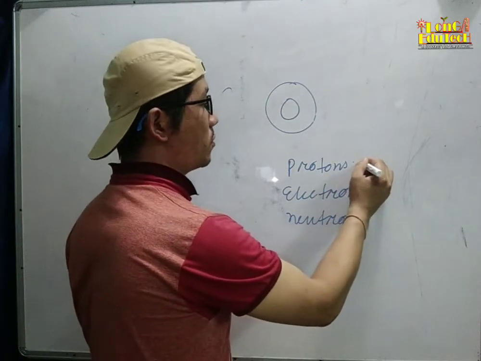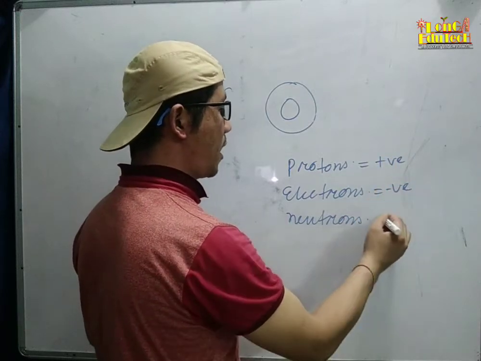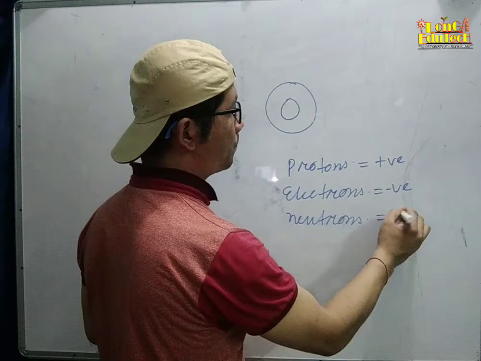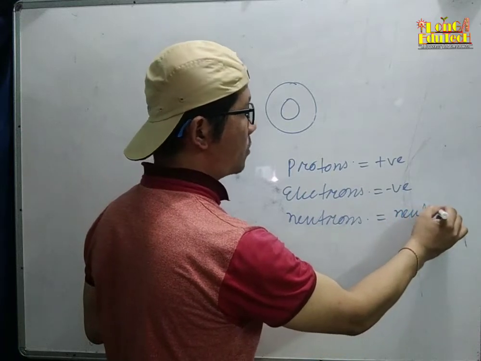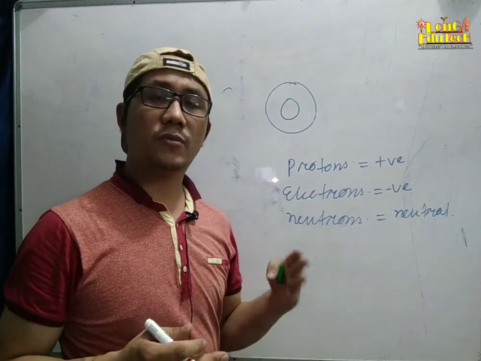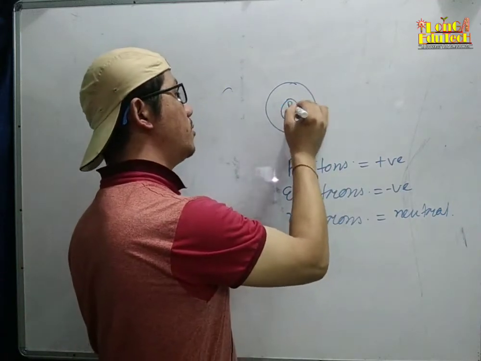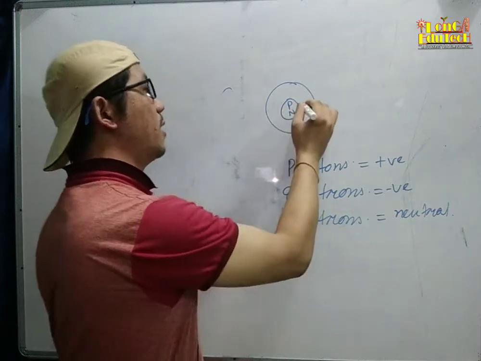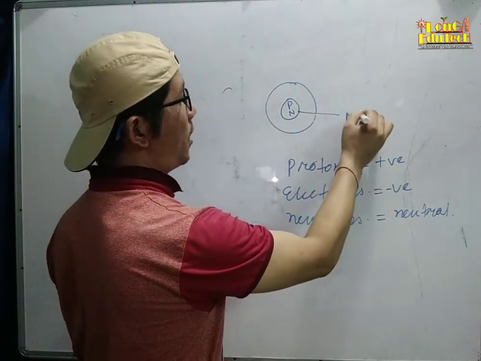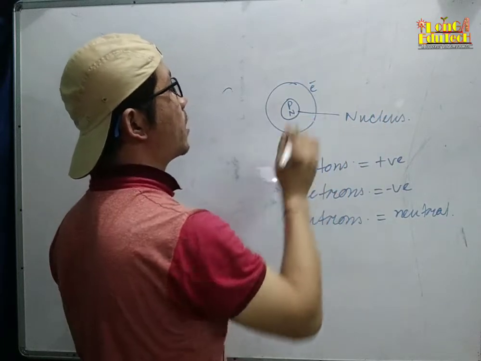What are they? The protons are positively charged, electrons are negatively charged, and there is the neutron. Neutrons are neutral, that means no charge, neither positive nor negative. We have to understand that protons and neutrons are present inside the atom, and this is called the nucleus. Electrons are revolving around the nucleus.